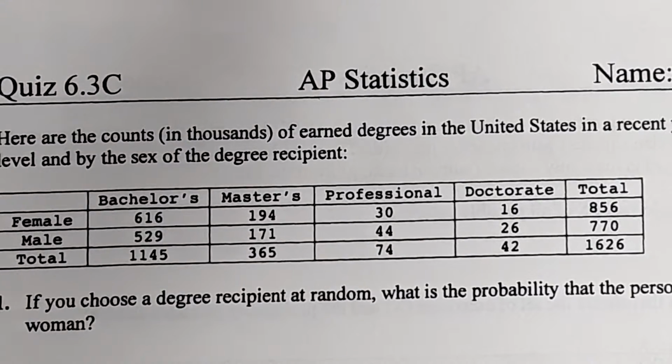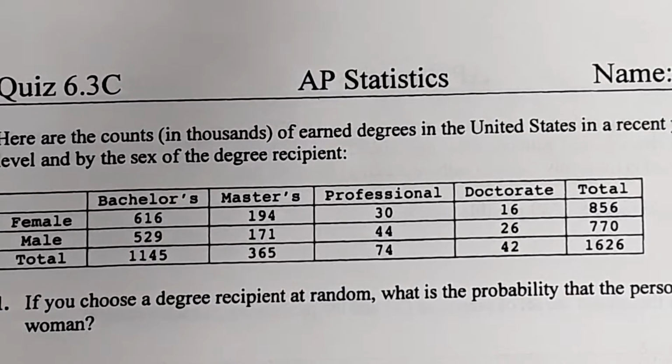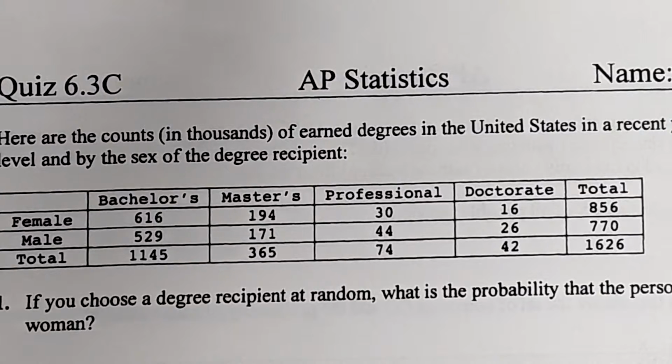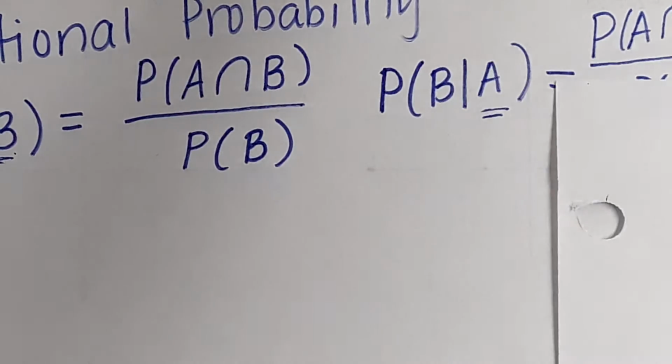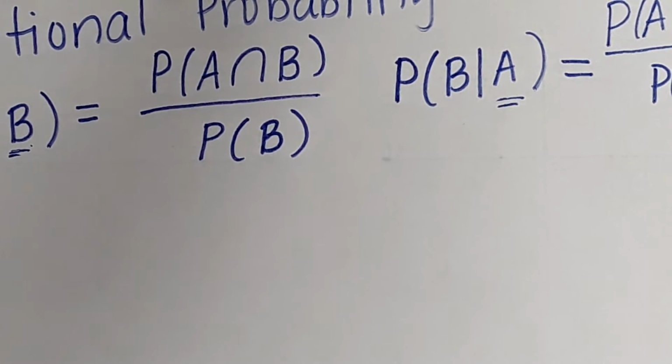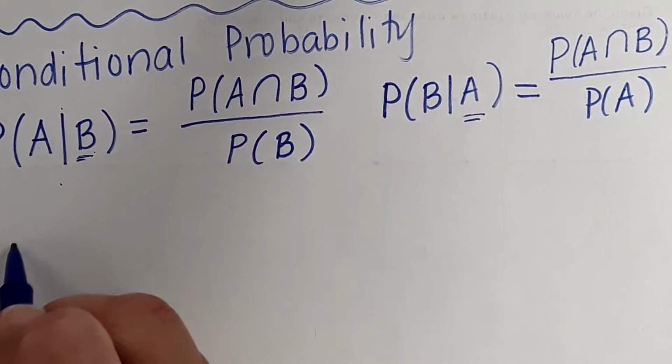Okay, so I want to look at this. It says, what is the conditional probability that you choose a woman given the person chosen received a professional degree? So it's a woman and a professional degree. Where do women, or female, and professional degree overlap? Where is their intersection? So basically, how many women are professionals? 30. Okay, so we're going to write it like this. Can you guys see that? I'm going to show you how to write it.